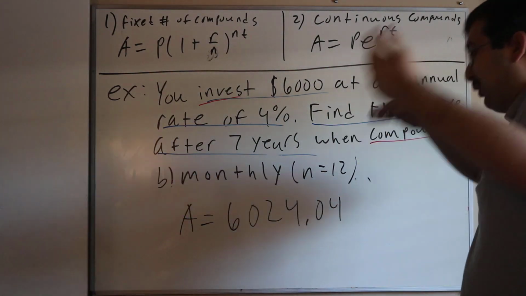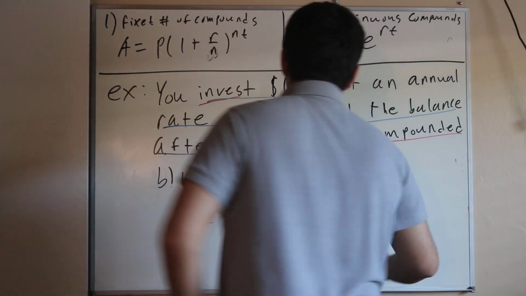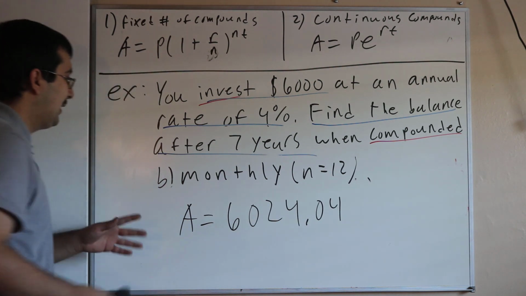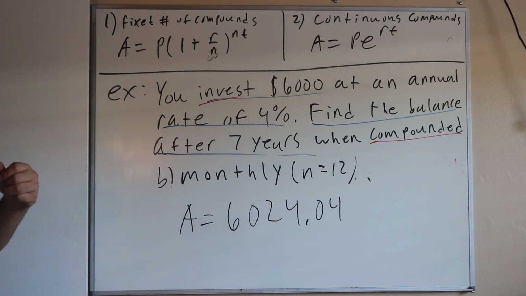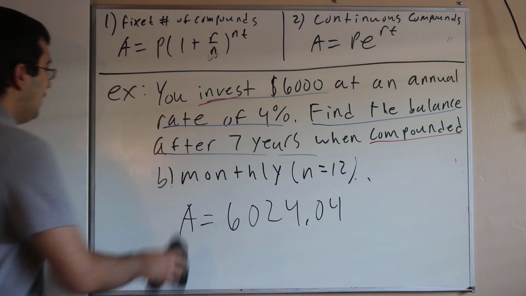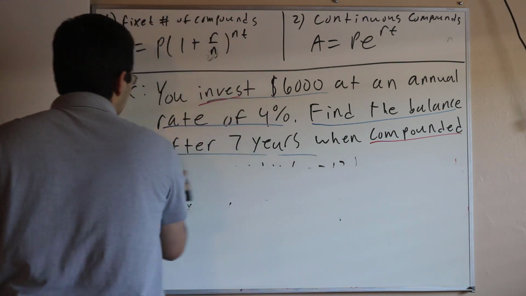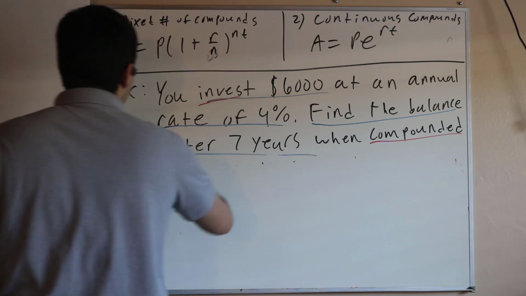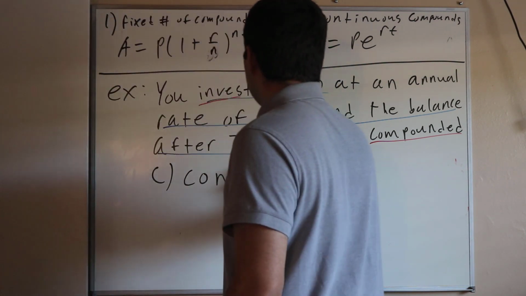With that out of the way, let's move on to the third part of this example, where instead of compounding monthly, we're now going to compound, and go and pause the video now to write that down. Okay, so now for the third and final part of this example, same premise still, but instead of compounding monthly, let's now compound continuously.